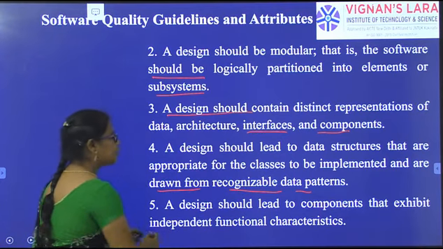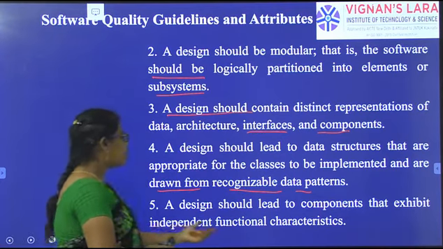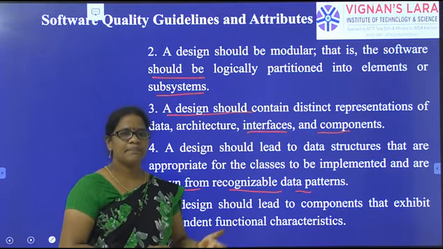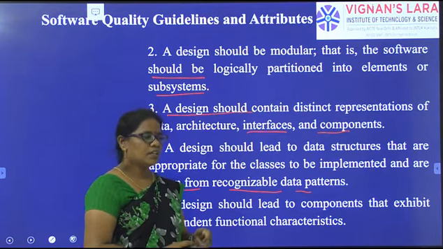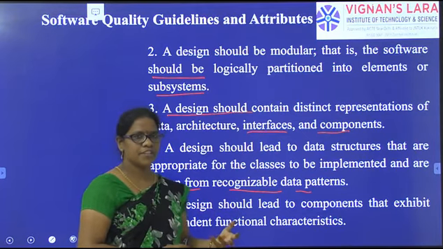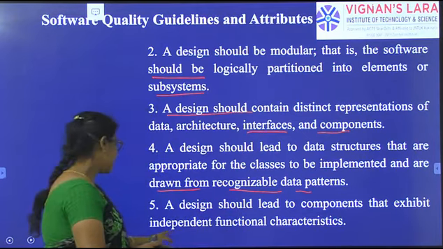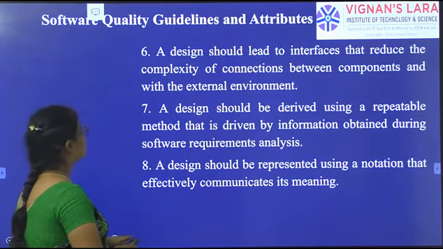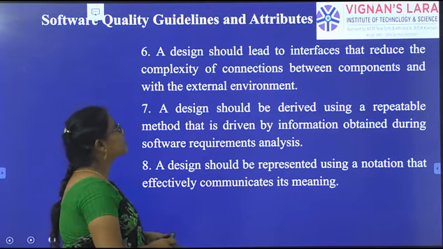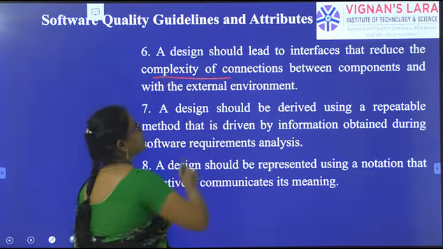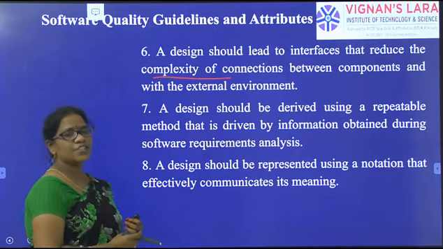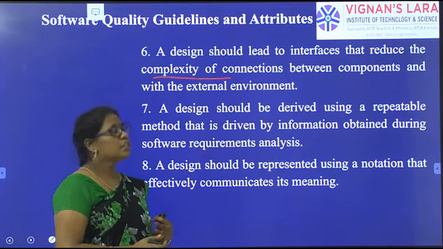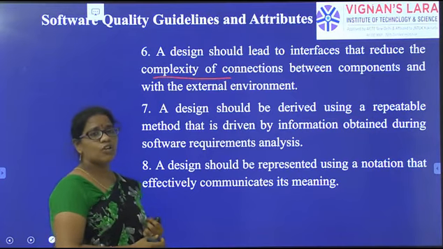A design should lead to components that exhibit independent functional characteristics. Whatever components you are using in the design part, they are like different functions, so they should have independent functional characteristics. And next, the sixth point: a design should lead to interfaces that reduce the complexity of connections between components and with the external environment.